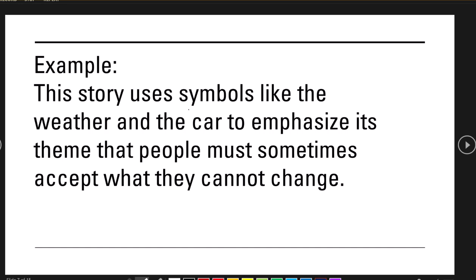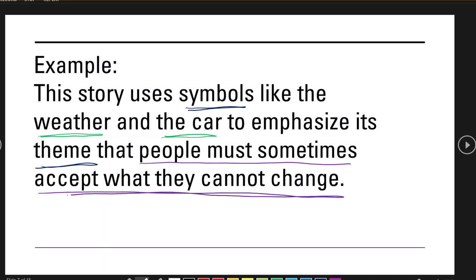But you'll notice that I'm repeating those important words from the prompt here in my thesis statement. So I have the word symbol and I have the word theme. One of the questions in the prompt was what symbols are significant in the story, and I've identified 2 important symbols, so weather and the car. And I've also directly identified the theme of the story. People must sometimes accept what they cannot change. So you want to be specific when you write your thesis statement.